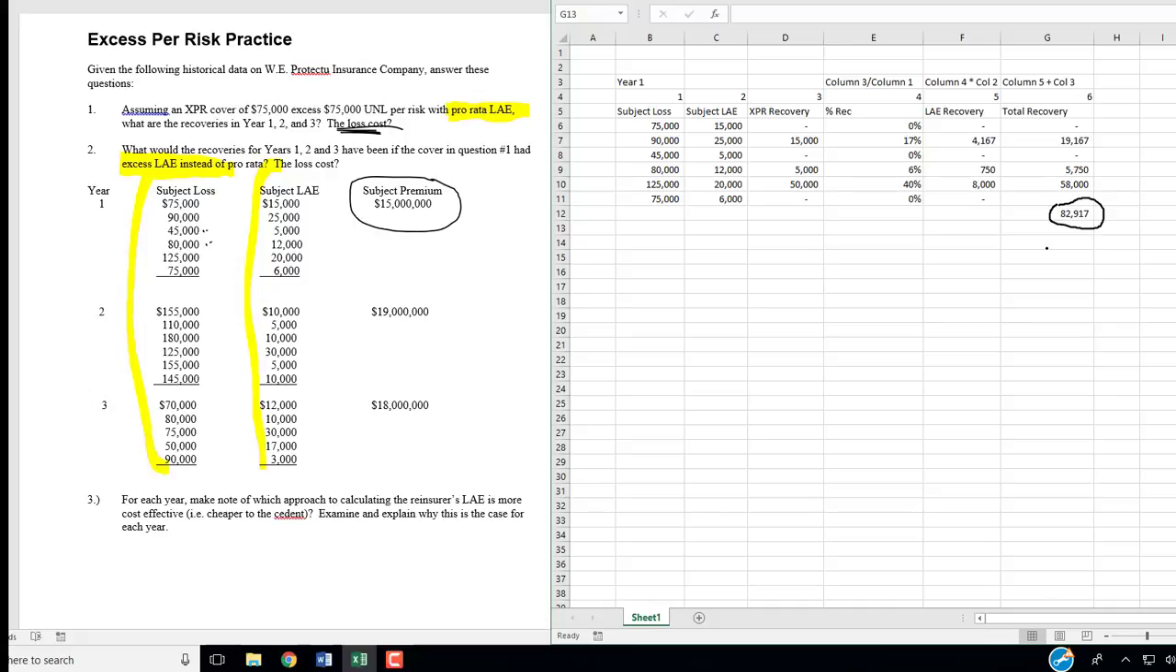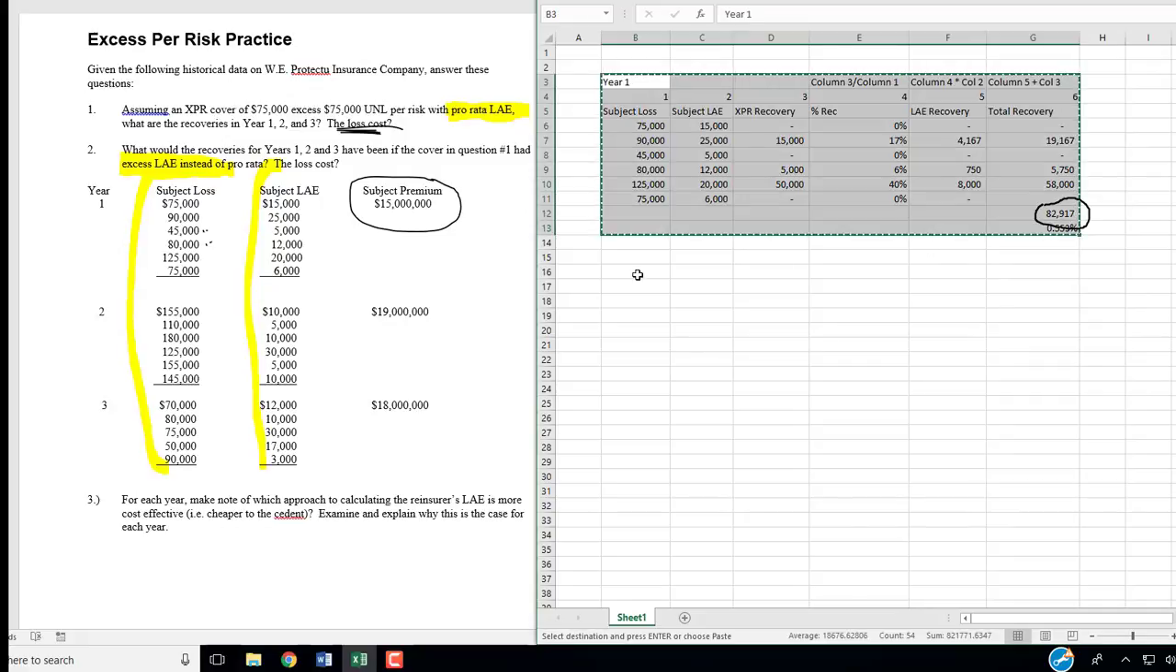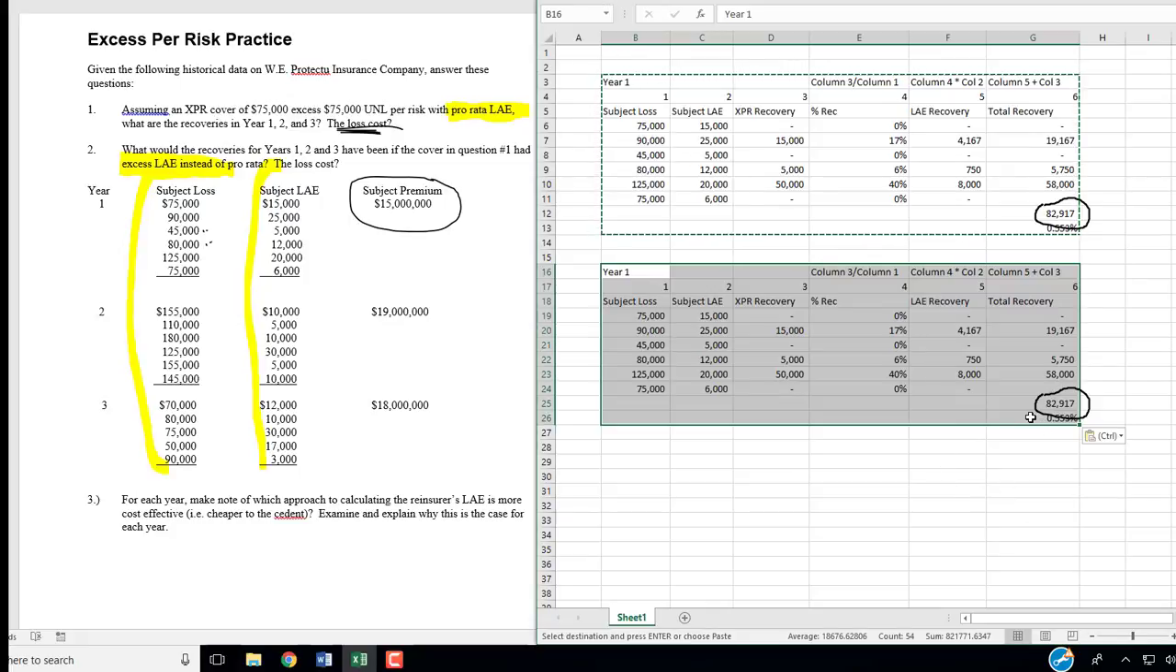So let's calculate that. 82,917 divided by 15 million, which is the subject premium, and that gives us 0.553%. Now, all we really have to do is copy these formulas in this chart and then change the numbers appropriately to reflect year 2.